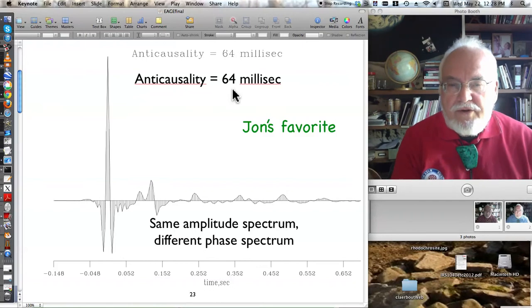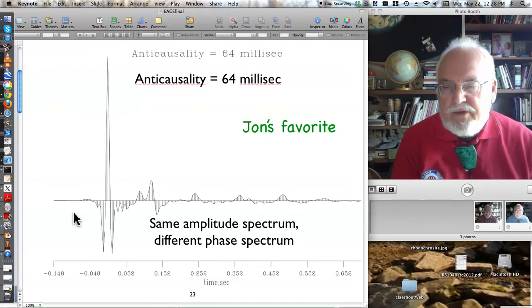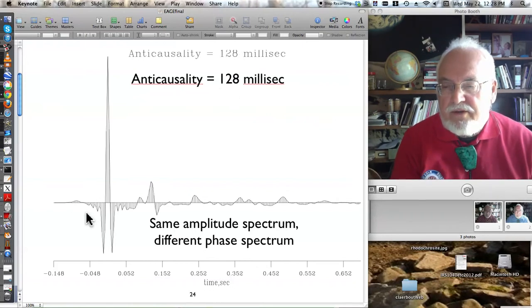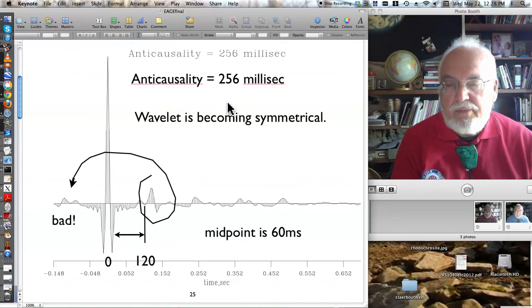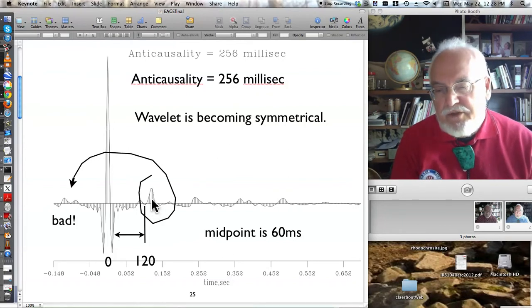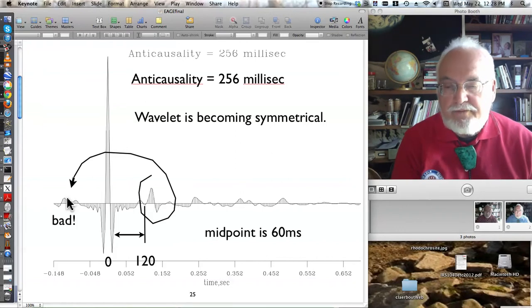Now I'm going to overdo it. I'm going to go to 128 milliseconds, so there'll be more stuff out here. And I'm going to overdo it some more, double it again, 256 milliseconds, and now we're going to get a bad result. The result is starting to deteriorate. This bubble, which should be occurring after t equals zero, is starting to occur before t equals zero.